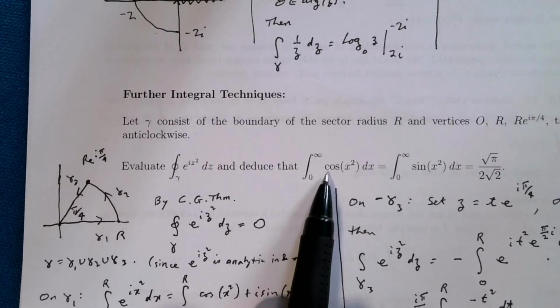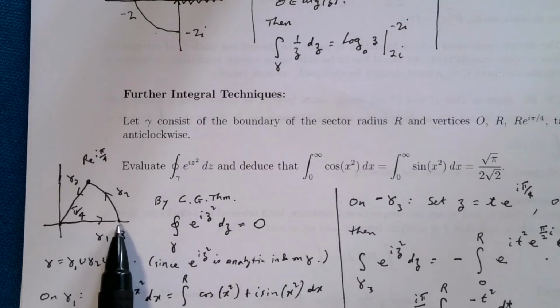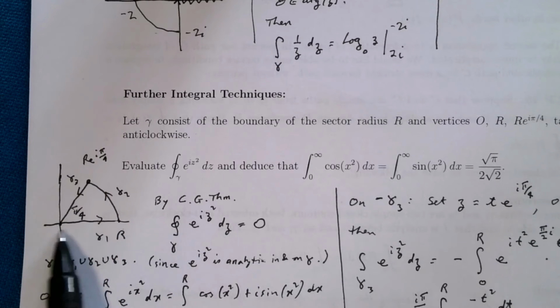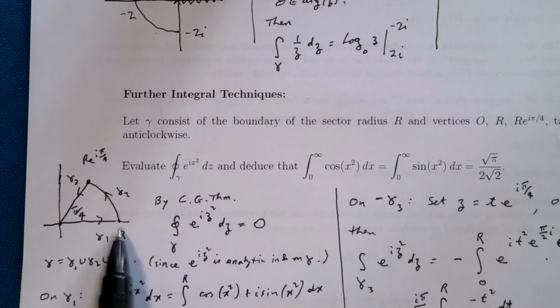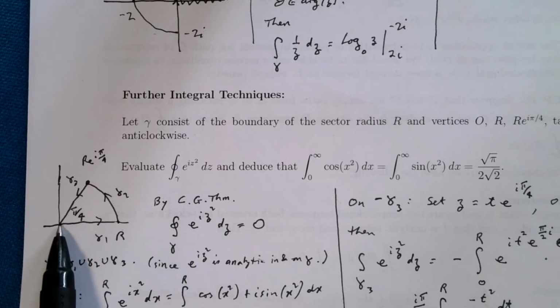Well, firstly, as you see in the picture, I'm going to divide this up into three separate contours. Gamma 1 along the real axis, gamma 2 around the part of the circle, and then gamma 3, this ray going back to the origin again.